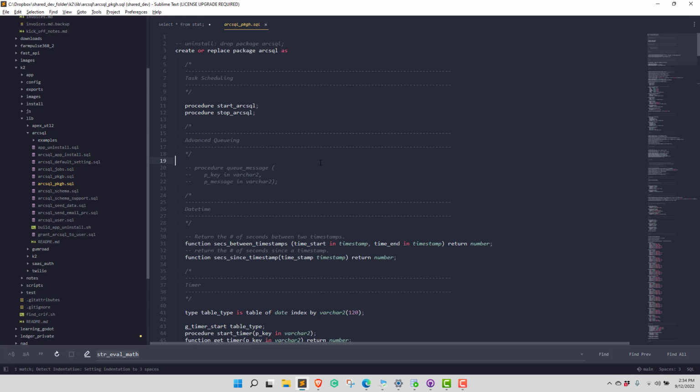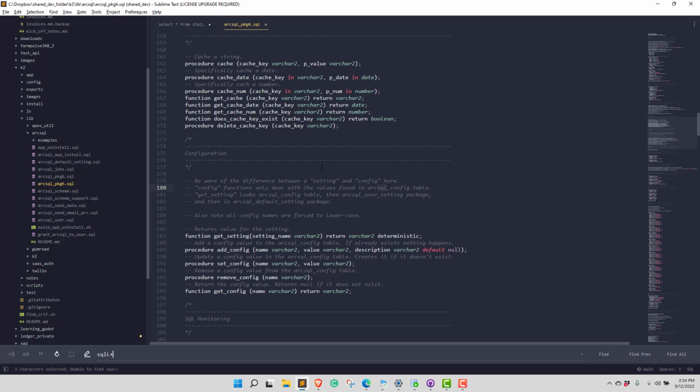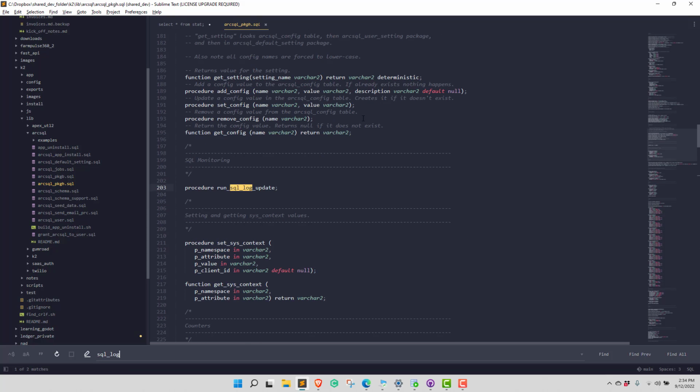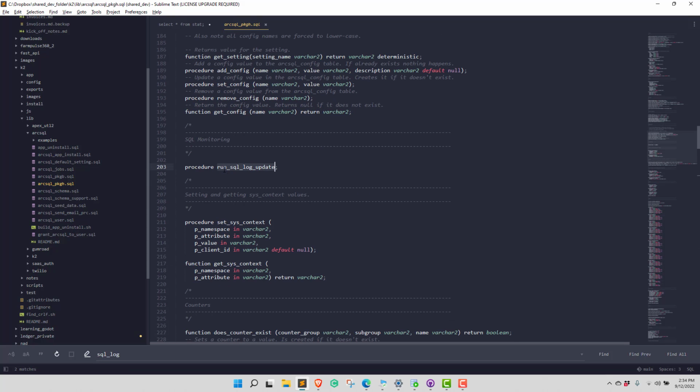And you have this SQL log interface. The only interface is to run the SQL log update. There are some parameters in the configuration file which you can use to modify that. And there's a job that you need to enable. It installs the job, but you need to enable it for it to run.